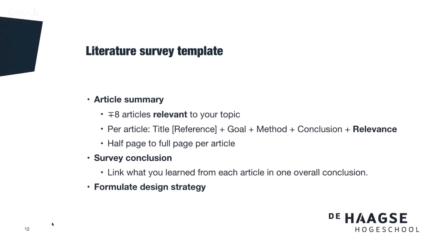Then there has to be a conclusion. So also a half page or full page about, in the end, in your own words, what is the conclusion? Now that you have read all these articles and you're an expert in the field, what is your idea about what has already been done and what is unknown that you can actually contribute to the scientific community, with the experiment or with the work that you are going to do in this minor? You do not need to formulate design strategy.